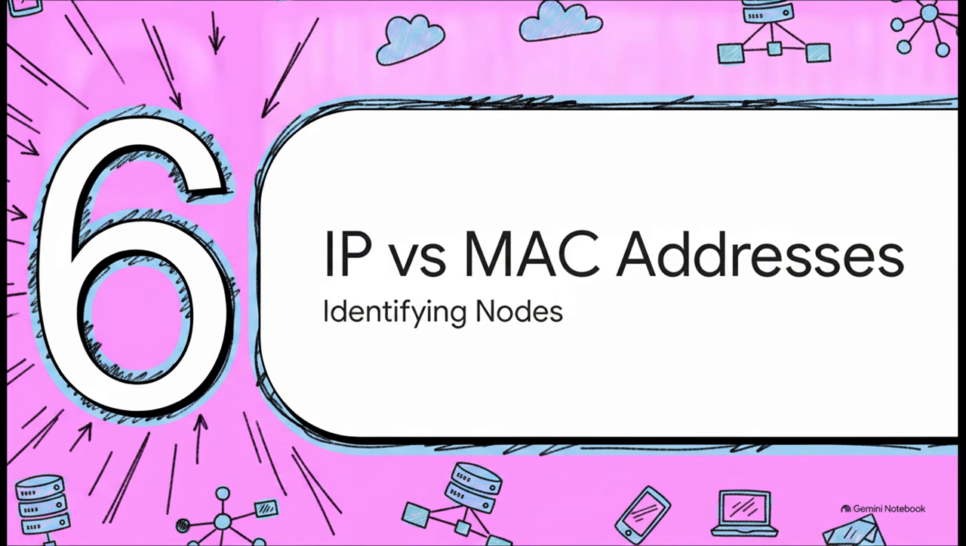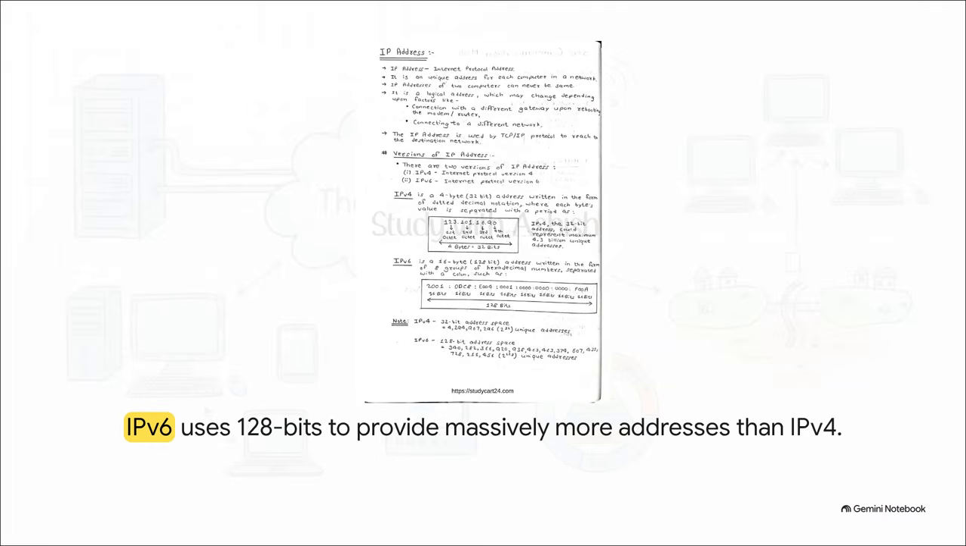Finally, Part 6, IP versus MAC addresses. With billions of these little packets flying around simultaneously, how do they know exactly where they're supposed to land? Just like a house needs a street address, every device gets a logical internet protocol, or IP address. This is the GPS that routes packets from one network to another. The classic format we all know is IPv4. It uses a 32-bit format, those 4 numbers separated by dots, and it gives us about 4.3 billion unique addresses.